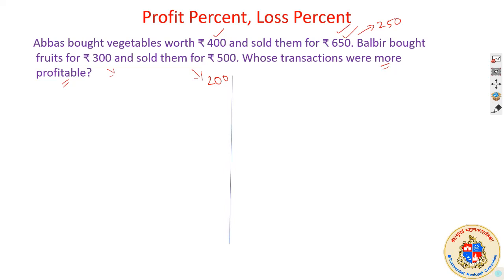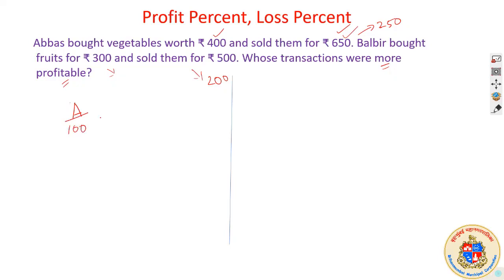Let me start. Let me think that Abbas got a profit, for convenience, out of 100. If Abbas invested 100 rupees, Abbas got a profit out of 100. Out of 100 rupees, Abbas got a profit, understand. Okay, so let me imagine that.